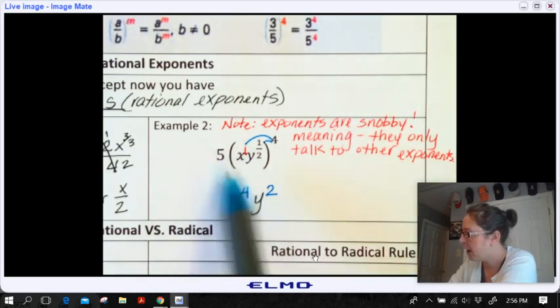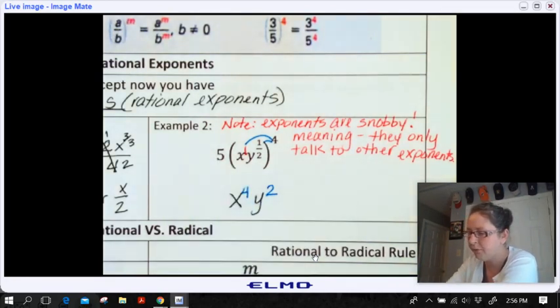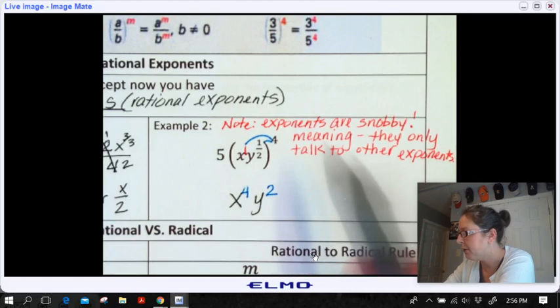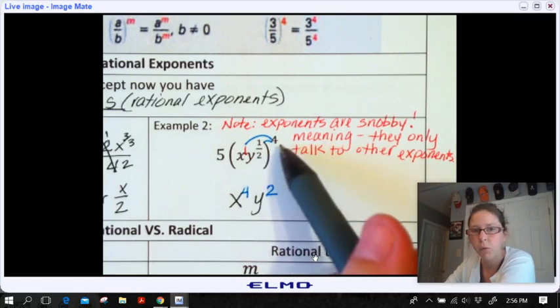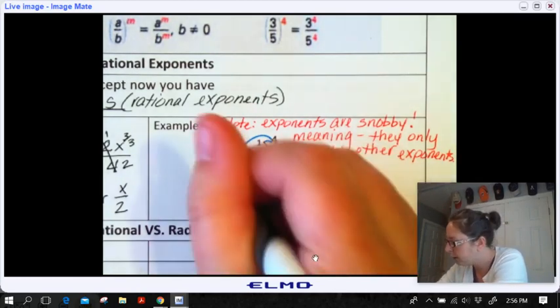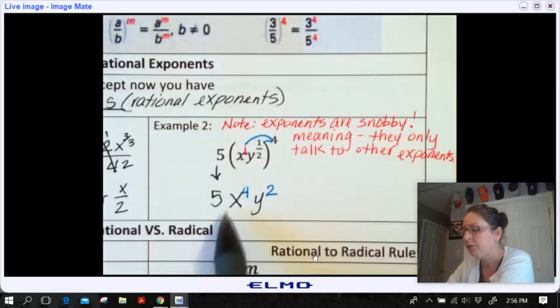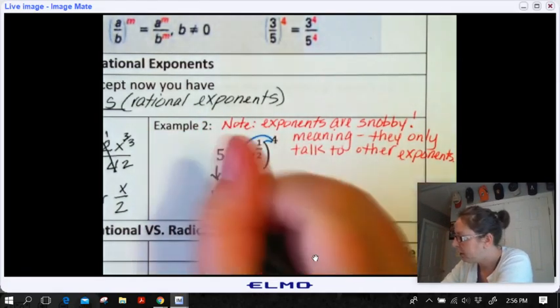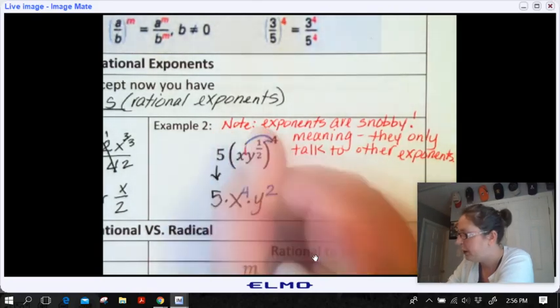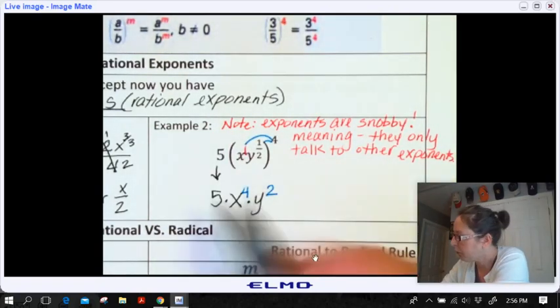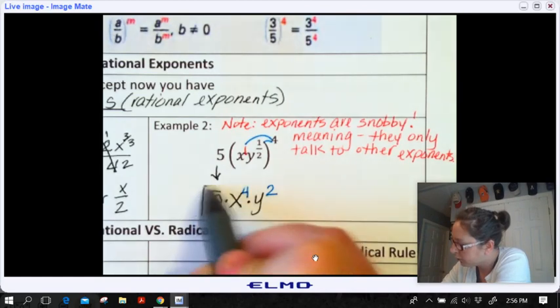And then this 5 is just being multiplied by everything, but it was not affected by this 4, this exponent. So I just bring this 5 down. And you don't have to keep using the parentheses because all of these are just being multiplied together. And this is your final answer.